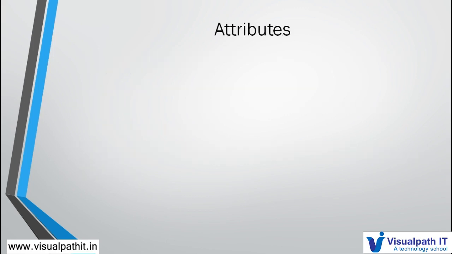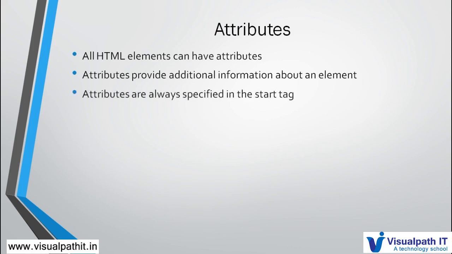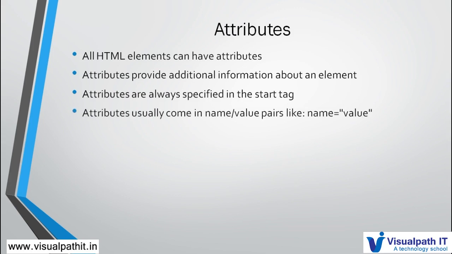Next, we learn about attributes in HTML. All HTML elements can have attributes, which provide additional information about an element. Attributes are always specified in the start tag. Attributes always come in name-value pairs, like name equals double quotation value.